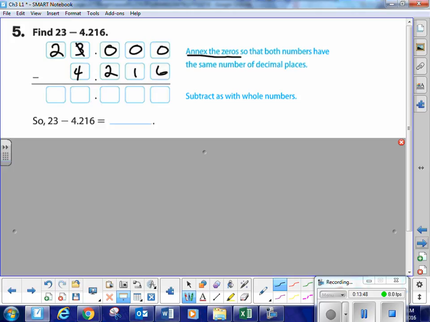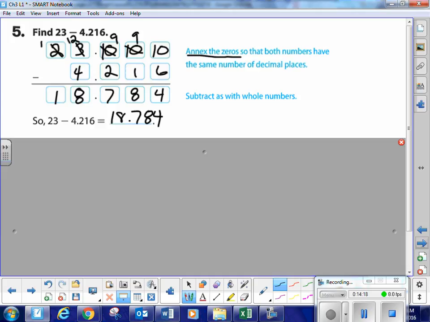Okay, we need to regroup. They used to call it borrowing, okay? I call it regrouping. We try to use actual math terms as best we can in here. We try to speak math. Okay, 10 minus 6, after regrouping, is 4, 9 minus 1 is 8, 9 minus 2 is 7, 2 minus 4, we need to regroup to do that. 12 minus 4 is 8. Bring down the 1 because 1 minus 0 equals 1. And we find out that the answer to our problem is 18.784.